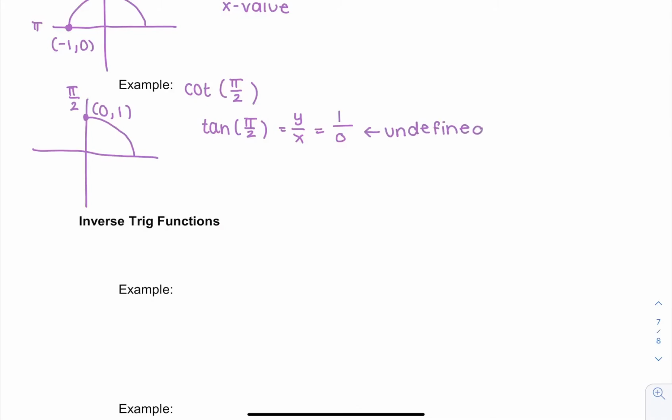But luckily, I wasn't looking for tangent, I was looking for cotangent. So if I flip 1 over 0, I end up with 0 divided by 1, and 0 divided by 1 is just 0. So this is okay, I can do 0 divided by 1, so my cotangent of pi over 2 is 0.